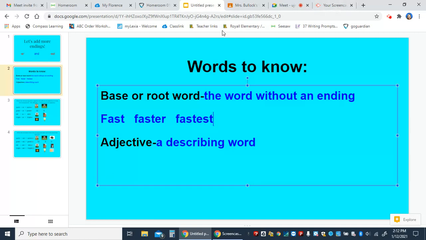Now, my other word that I want you to remember down here in black is the word adjective. We have learned in first grade that an adjective is a word that describes something. So we could say it's a describing word. Let's get some examples of some adjectives. Maybe I could describe the way something smells. Maybe it smells sweet. Something could also taste sweet.